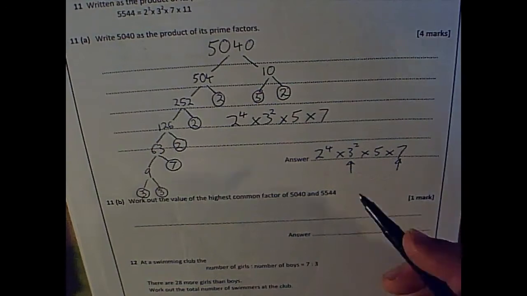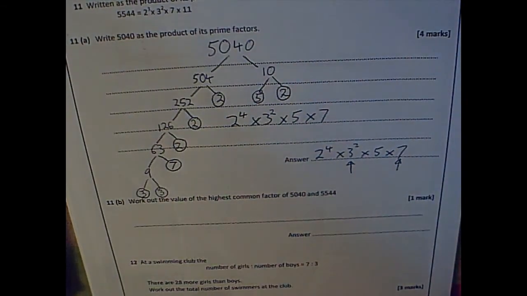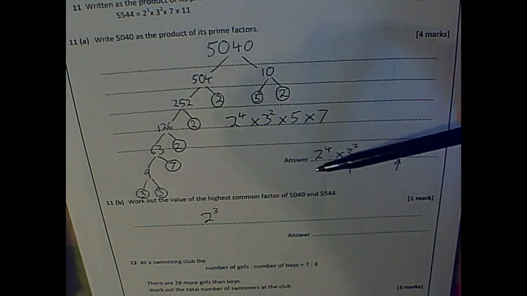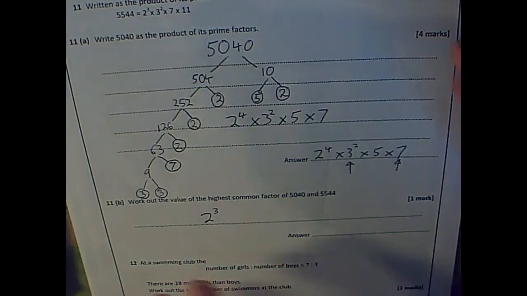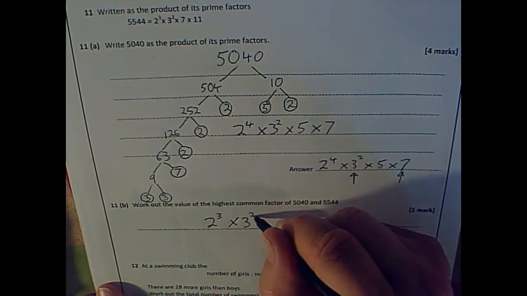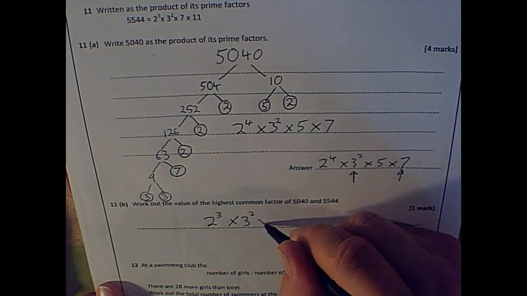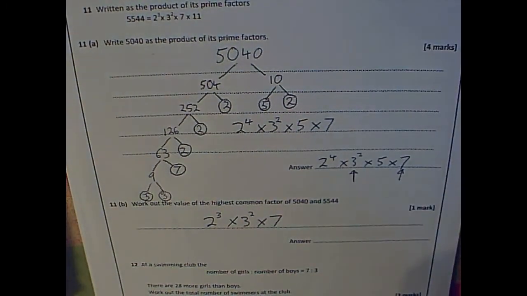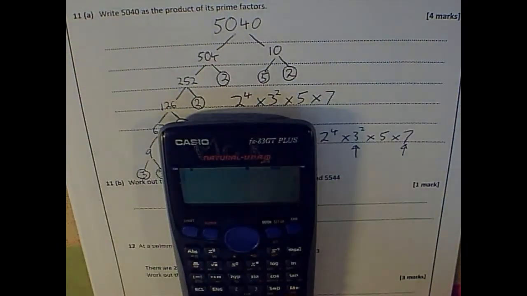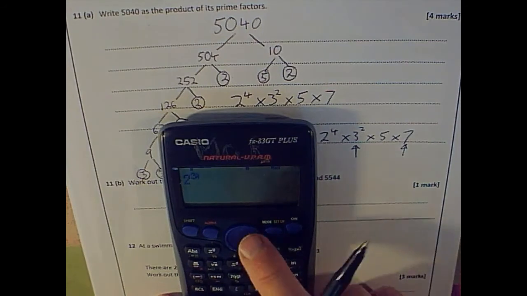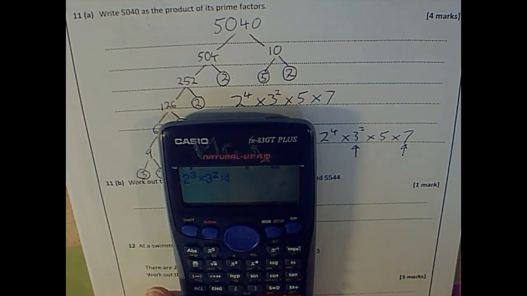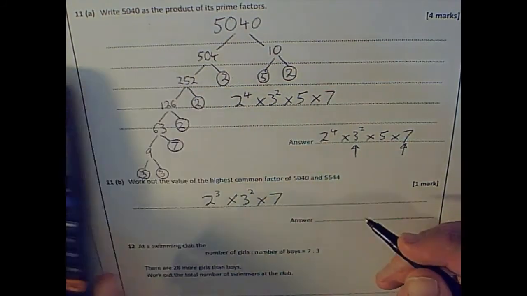So my highest common factor here is 2 cubed, because this is at least 2 cubed. It's 2 to the power 4, and this bit here is 2 cubed. Times 3 squared, times, not 5, but 7, and not 11, because 11 isn't in both. And that is my highest common factor of those two. I'm just going to do that on my calculator to make it easy for myself. 2 cubed times 3 squared times 7 equals 504.